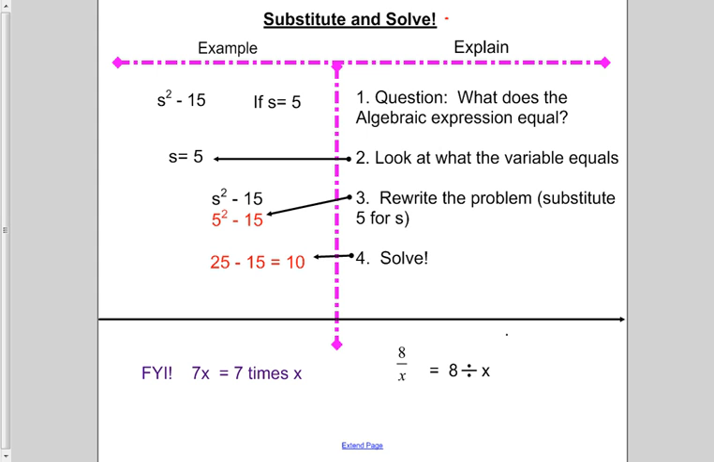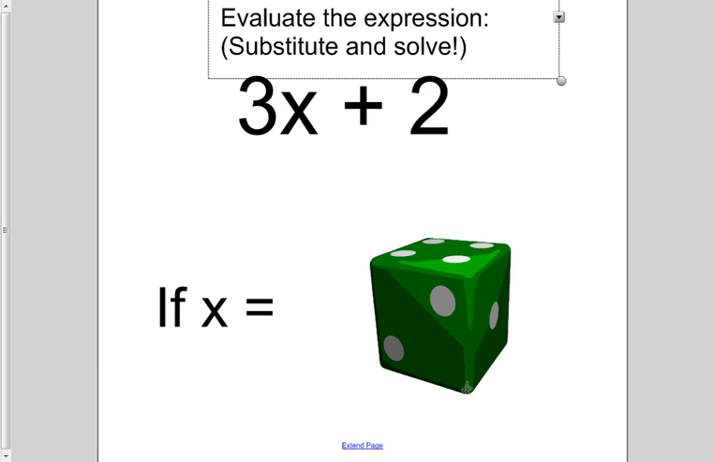So if I told you that x was equal to 4, you could then solve this algebraic expression. You would rewrite this and say 8, instead of divided by x, it's going to be 8 divided by 4, which should be equal to 2. All right, so that's going to conclude our notes. Let's go ahead and get some practice here.